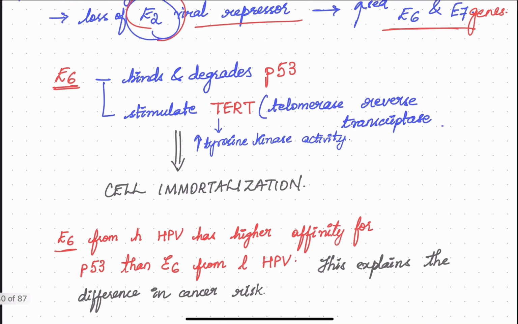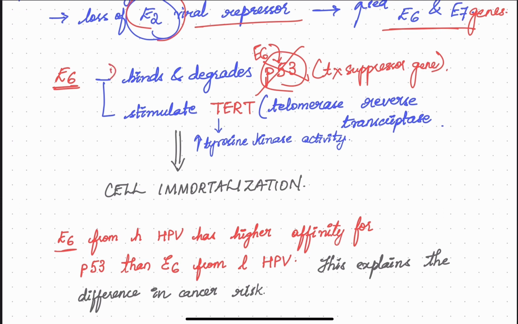E6 has two functions. First, it binds to P53. P53 is the guardian of the genome, the policeman of the genome. It is a tumor suppressor gene. What does this E6 do? It comes and binds to this tumor suppressor gene and degrades it. When the tumor suppressor gene is lost, the cells grow, survive, and proliferate uncontrollably.